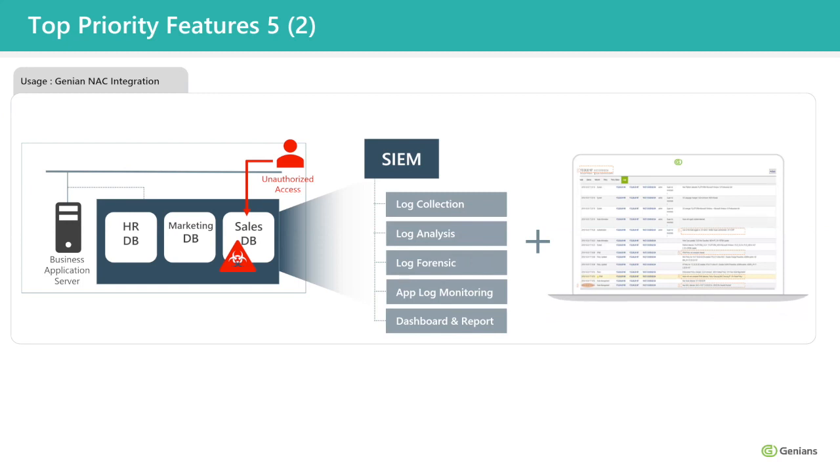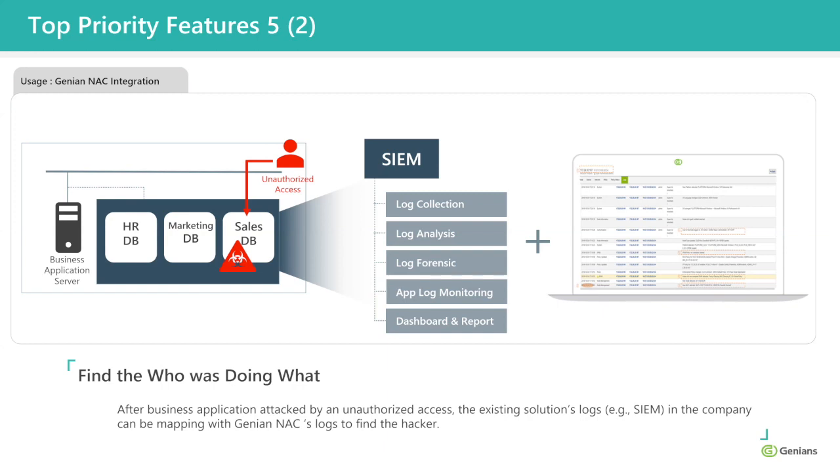After adopting Genian NAC, every IP-enabled device should be authorized by the Genian NAC. So all of the devices have all of their events logged. Finally, the IT manager can find who was doing what and can find who made the accident.